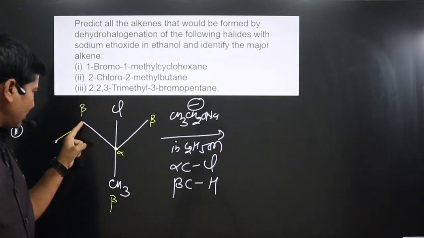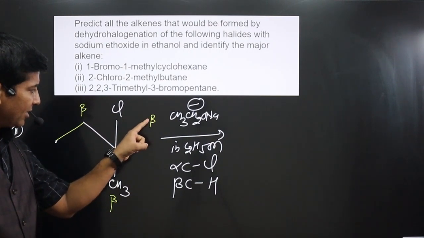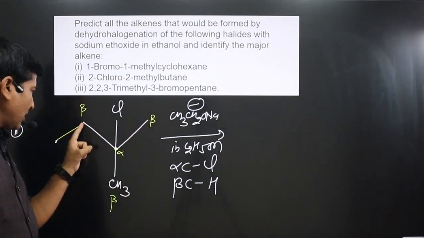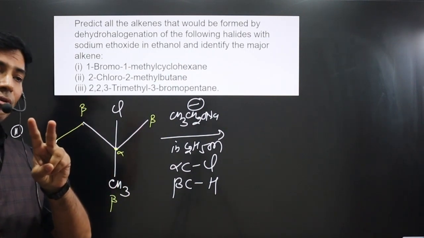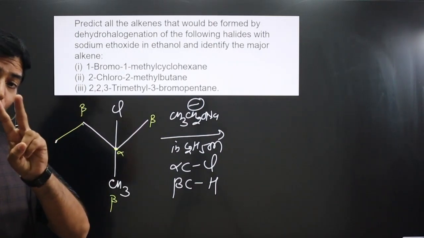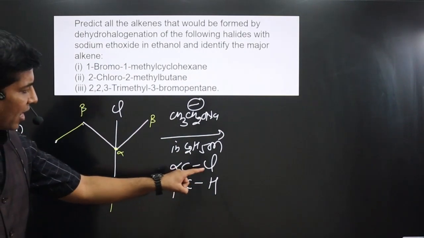The number of products depends on the number of different beta carbons. You can see this is CH2CH3, so these two beta carbons are different. But this is also CH3, CH3, so these two beta carbons are the same, but this beta carbon is different. So there are two different types of beta carbon, one and one. So a total of 2 products are possible. We carry out elimination reaction, removing halogen from the alpha carbon.